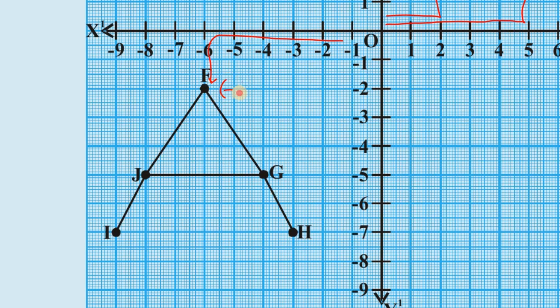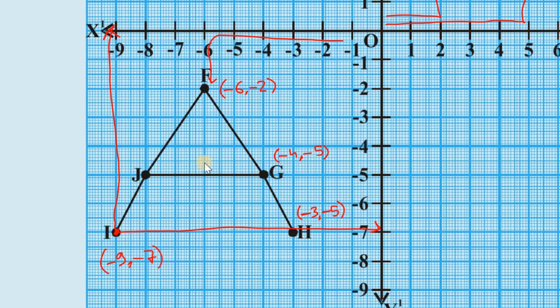So this is -6 and -2, right? For G this is -4 and then -5, -4, -5. Next for H again -3, -7. You see, you can also do it like this. Choose a point, say I. Okay, next, what's the x-axis? Go from here to the x-axis. It's -9. Then choose -9. Next, what's the y-axis? The y-axis is -7, then choose -7.